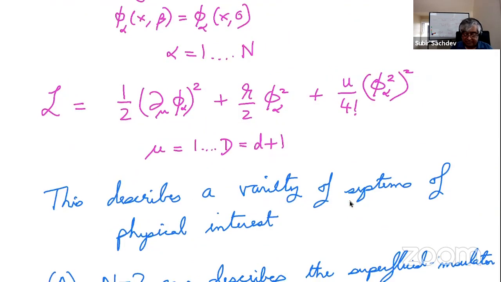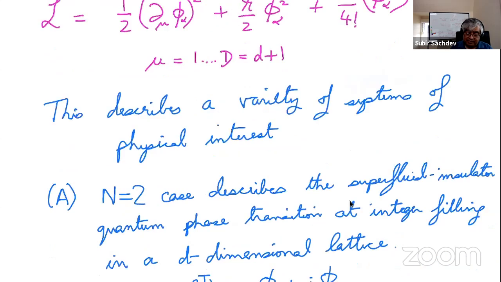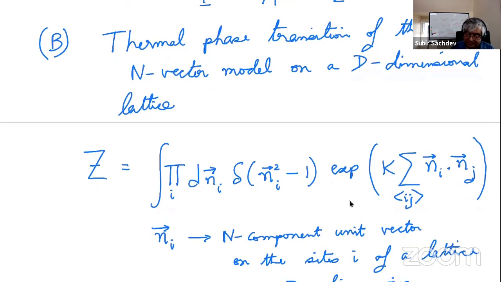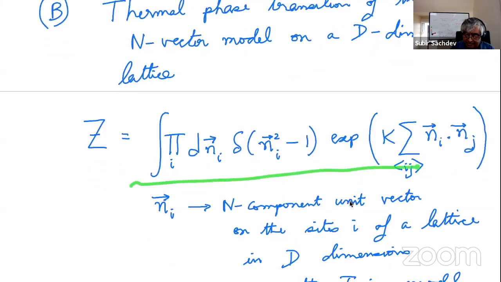So all dimensions become space-like. And then it describes the thermal phase transition of what's called the n-vector model on a capital D dimensional lattice. So now space and time, in a sense, are both sitting on a lattice, or it's just space. And so here's a lattice model that I can write down.